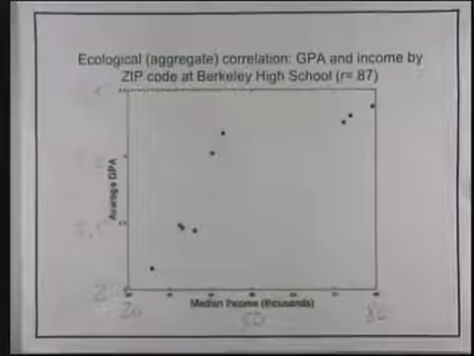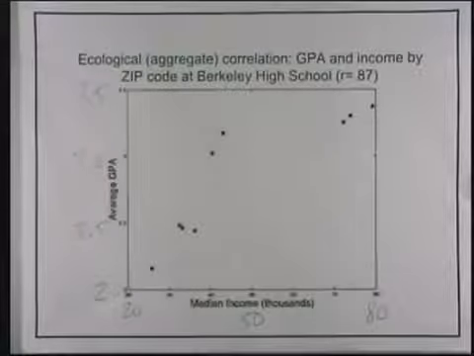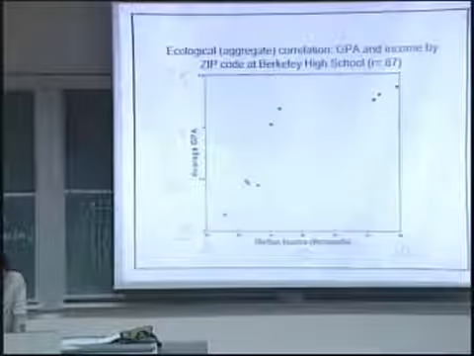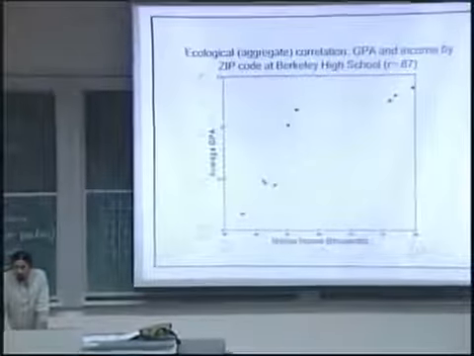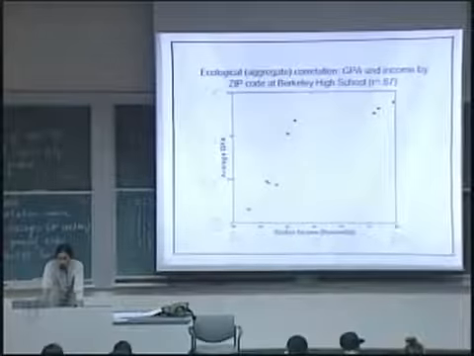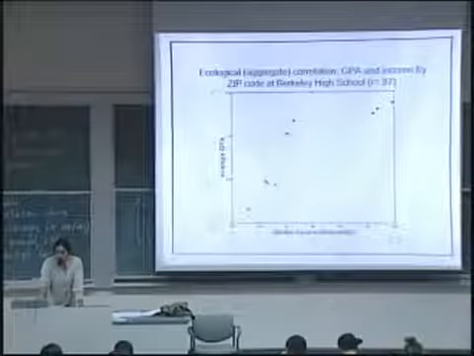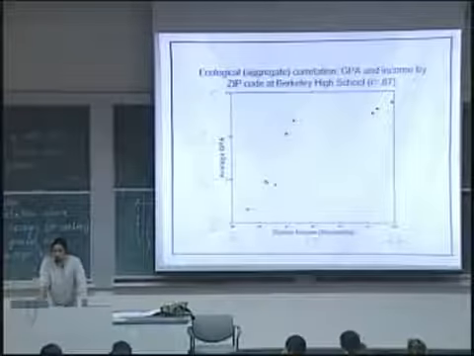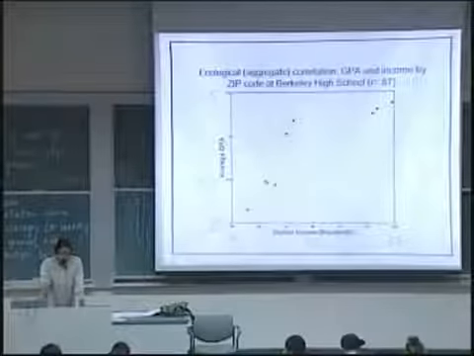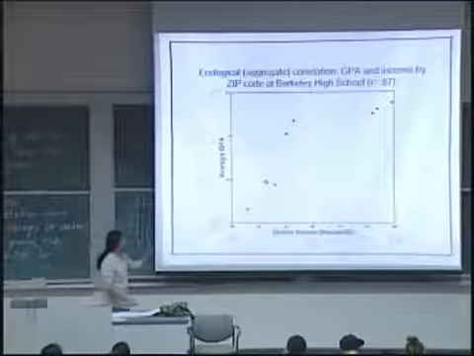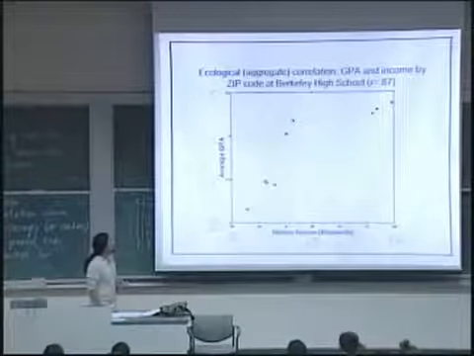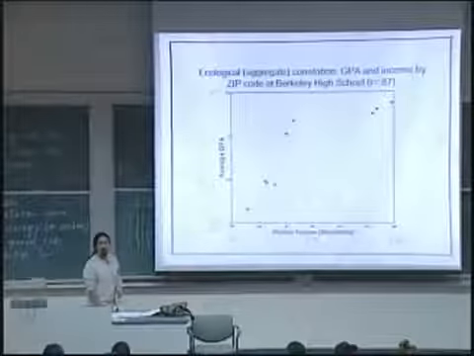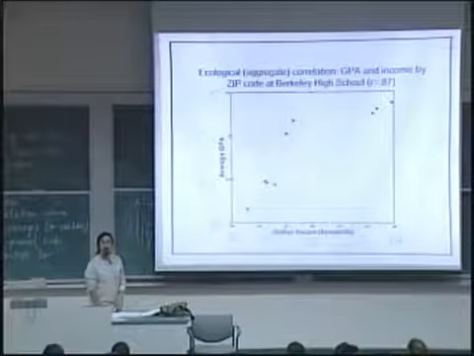Yeah, what can you see from this? Anyone want to comment on this? Yeah. So the zip codes that have a higher median income, I guess the richer zip codes, the kids from those tend to do better in school. Yeah, so he said that the zip codes where you have a higher median income, the students from that zip code tend to have a higher average GPA. Okay.